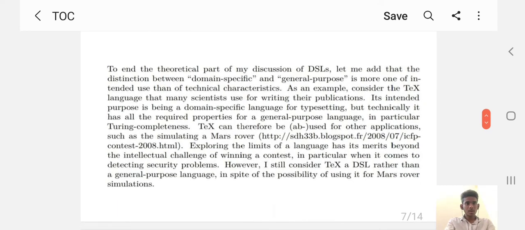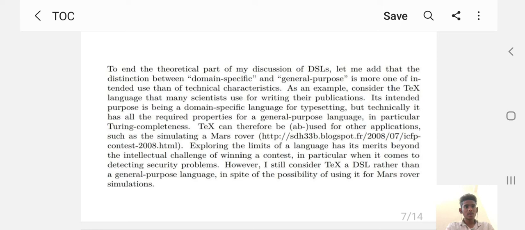To end the theoretical part of my discussion of domain specific languages, let me add that the distinction between domain specific and general purpose is more one of the intended use than of technical characteristics. As an example, consider the TeX language that many scientists use for writing their publications. Its intended purpose is being a domain specific language for typesetting, but technically it has all the required properties for a general purpose language, in particular Turing completeness. TeX can therefore be used for other applications such as simulating a Mars rover.